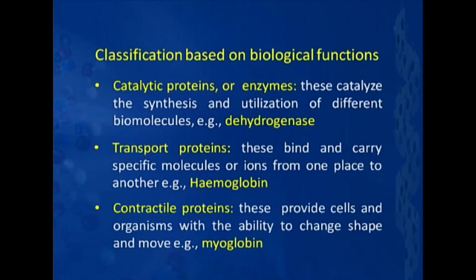Then you can have contractile proteins. These are the proteins which provide cells and organisms with the ability to move and change shape. Myoglobin happens to be one of the examples of that. That means the muscle movement is done by myoglobin there. So you see that proteins are important in a wide range of activities in the human body or any other living organism for that matter.